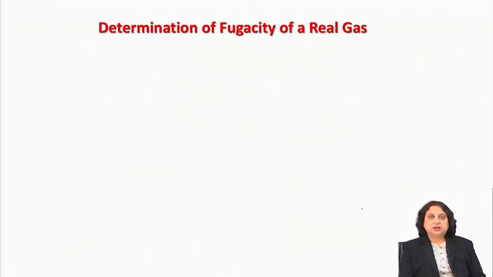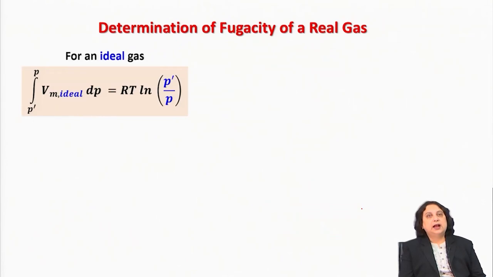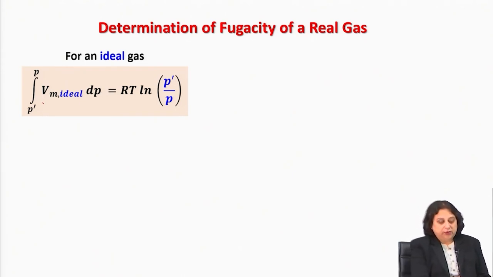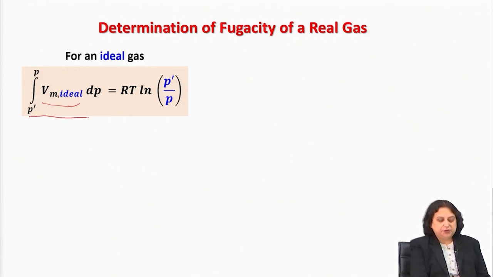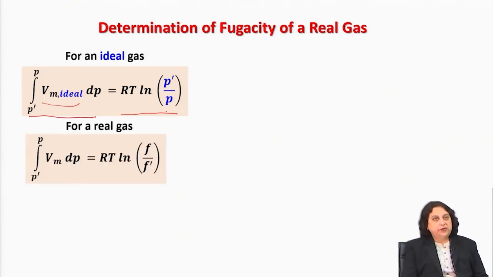Now, with this expression in mind, let me go ahead and think of how I will rewrite this expression for an ideal gas. For an ideal gas, the molar volume is V_m ideal. So, if I integrate V_m ideal dP from pressure P prime to P, what I should be getting is RT ln(P/P prime). And this is because for an ideal gas, the fugacity is equal to its pressure. For a real gas, I will be once again retaining the expression that I have derived in the previous slide.